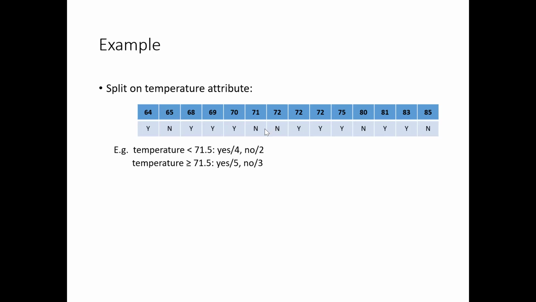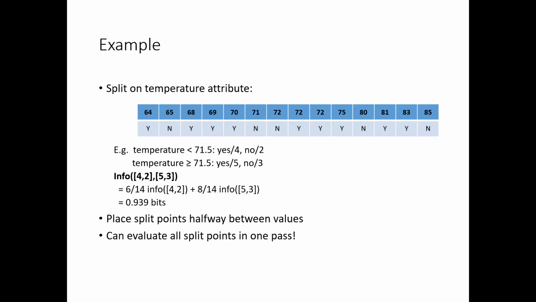Similarly, if you look at the other part, you will notice there are five yes instances and three no instances. If you want to calculate the information that we have discussed earlier, branching the temperature variable might be tricky. But when you apply the information, 4,2 is one branch and 5,3 is another branch. Then we can calculate using the equation I have given you earlier, and you can find the information. Then you can split points halfway between the values, and you have to evaluate all possible options.